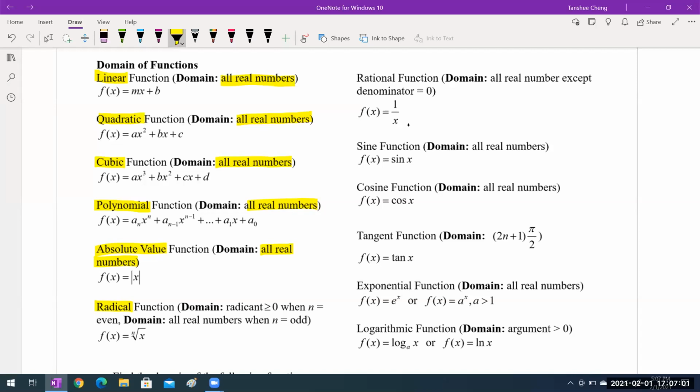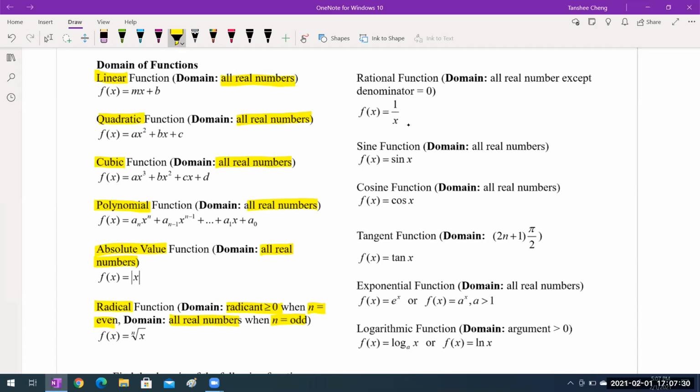For radical functions, what you need to be careful about is that the radicand must be greater than or equal to 0 when the index is even. If the index is odd, then we can simply say the domain is all real numbers, unless your radicand has some other restrictions, which is a composition of functions. We will talk more about that later.